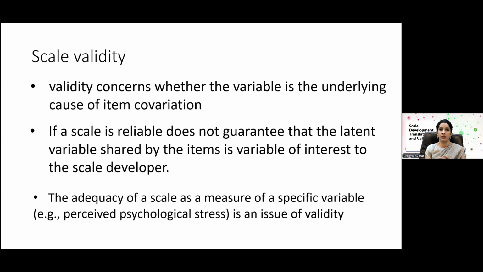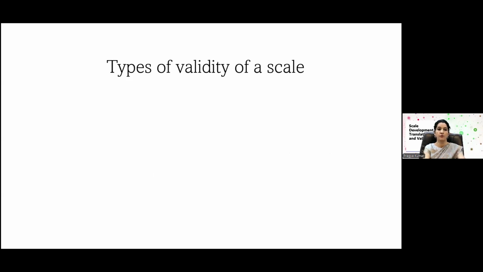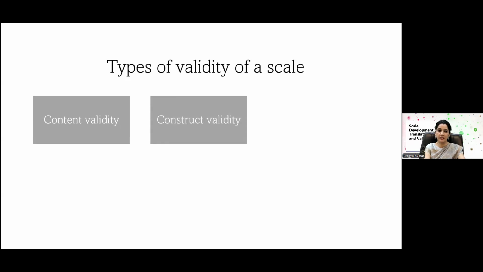So the adequacy of a scale, how specifically it is measuring that particular latent variable, that is the issue of validity. We have done this flow chart previously also. So there is content validity, there is construct validity, and there is criterion validity. So we have discussed this.